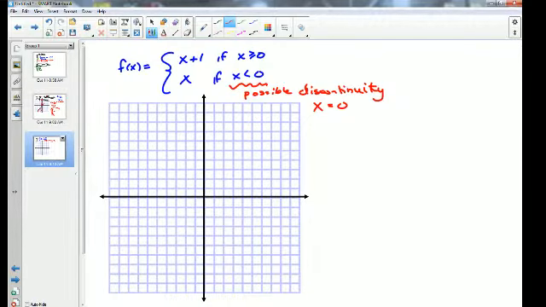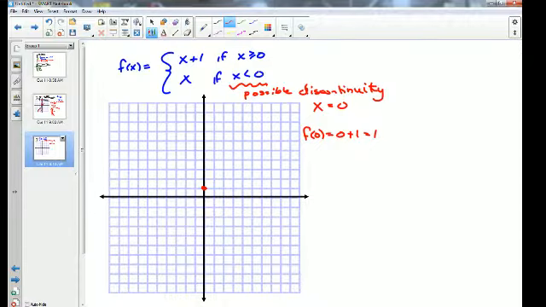So what was our number one criteria for checking continuity? Check the point, and we're going to check 0, right? So what's f at 0? 1. We use this one because that's where it equals 0. 0 plus 1 is 1, right? So we know there's a point there that's solid. So that's okay.